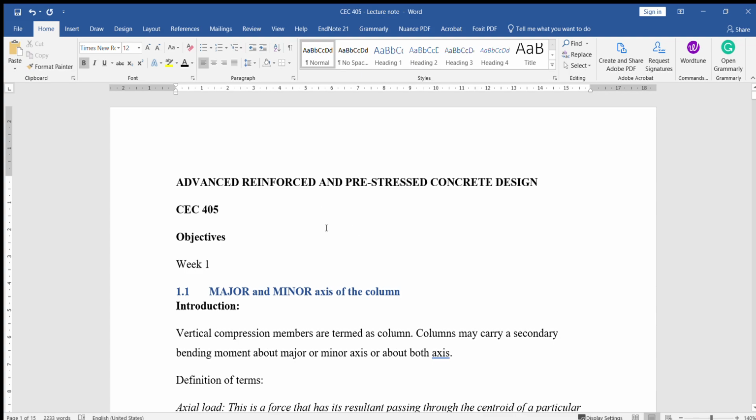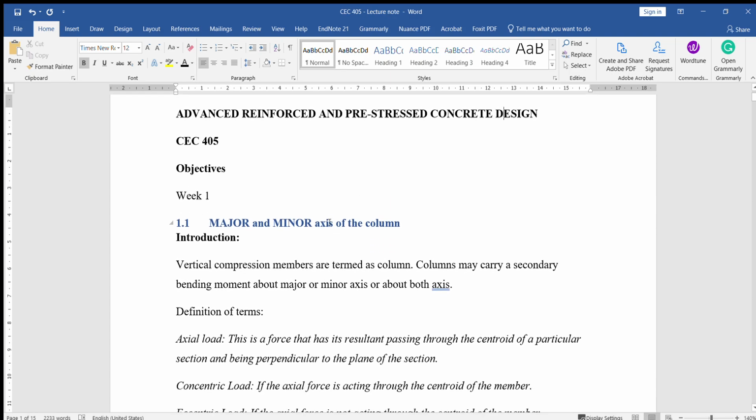For this week, I'm going to look at major and minor axes of the column. So, firstly, I want to look at what is a column. Columns are vertical compression members, and they carry secondary bending moment about the major and the minor axes, or about both axes.